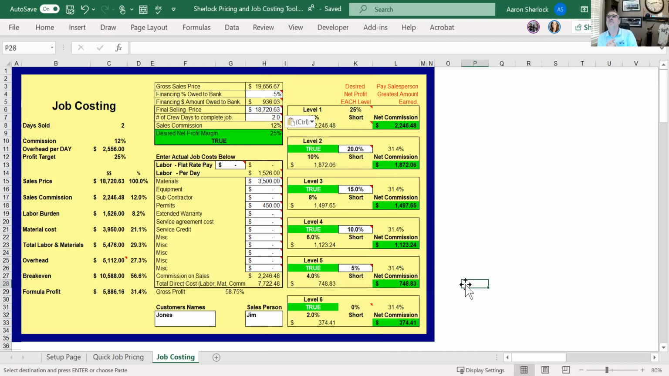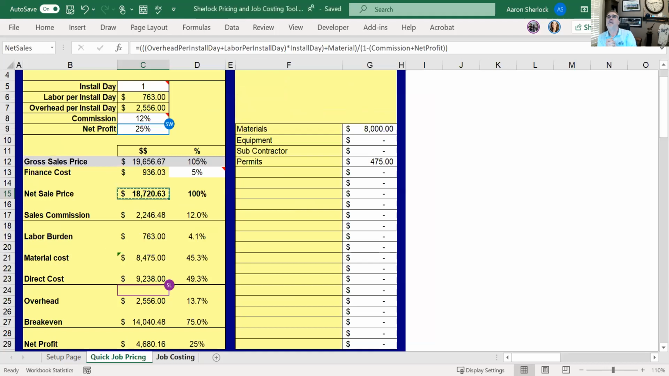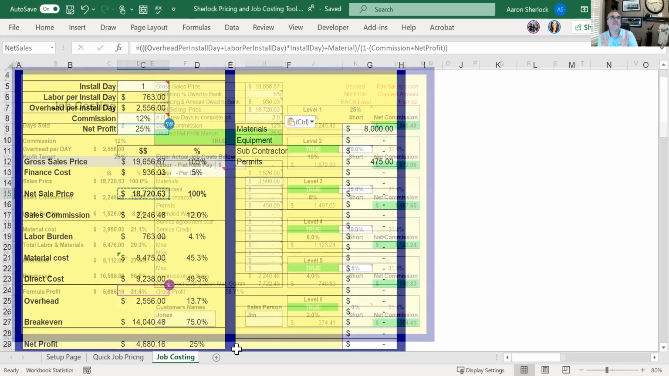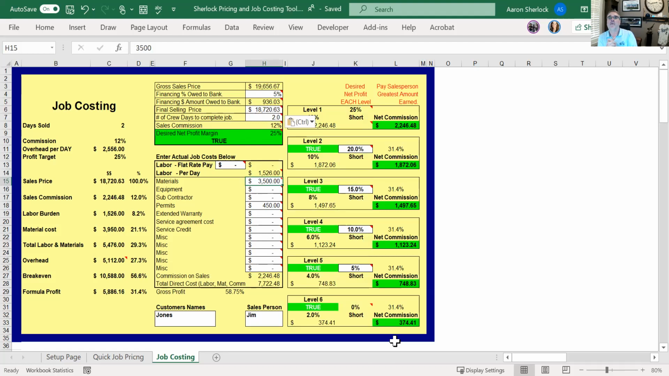Okay, and then your 19,656.67 should match the same thing on the job pricing. Just verify that. Yep. Okay, so everything's copacetic. It's set up correctly. Now go back to the job costing.